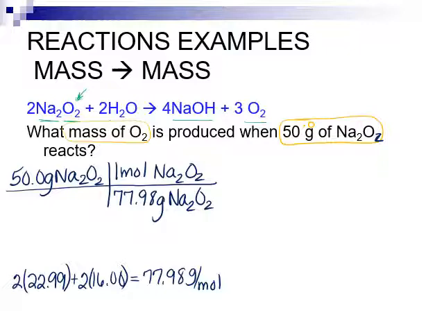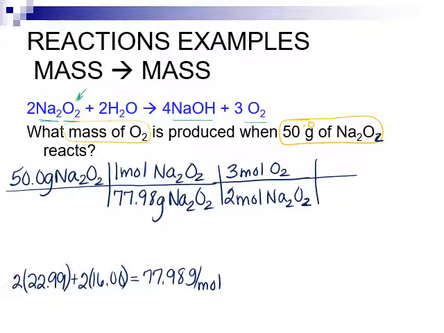Okay, well, I need to keep moving. I want to go from sodium peroxide to oxygen. So 2 moles of sodium peroxide make 3 moles of oxygen. Notice how I'm always going to the bottom part first and then the top part. That helps me make sure that my units are going to cancel out. I'm going to go one more step because I don't want to be in moles of oxygen. I want to be in grams. 1 mole of oxygen is 32 grams of oxygen.